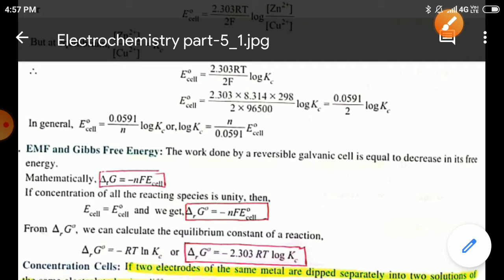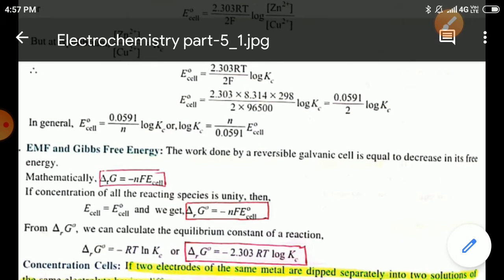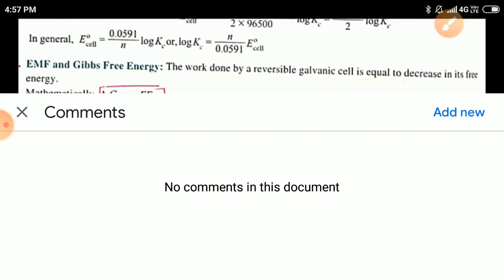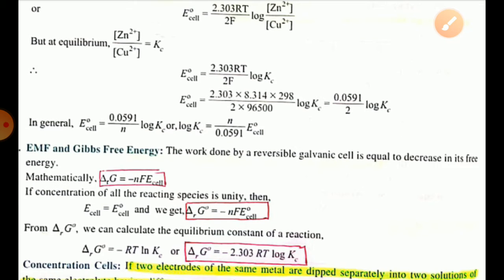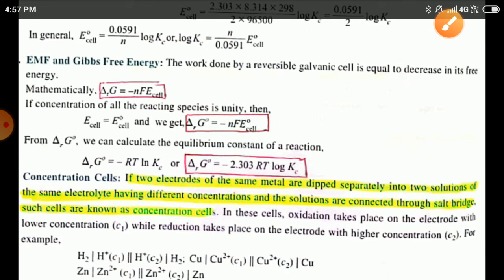From the standard change in Gibbs free energy of the reaction, we can calculate the equilibrium constant of a reaction. In that situation, the standard change in Gibbs energy of the reaction is equal to minus 2.303 RT log Kc. So here Kc is the equilibrium constant.